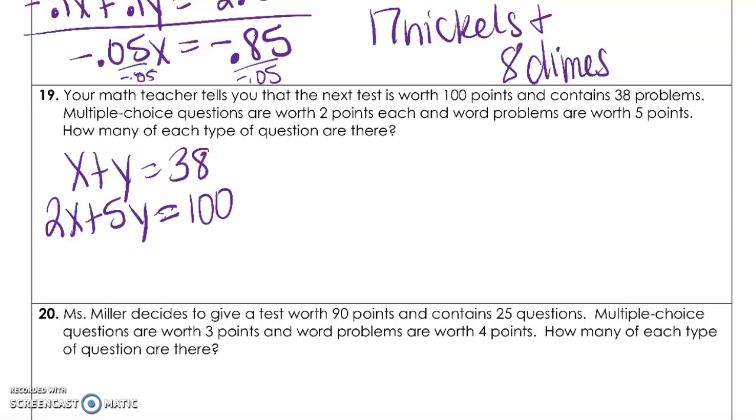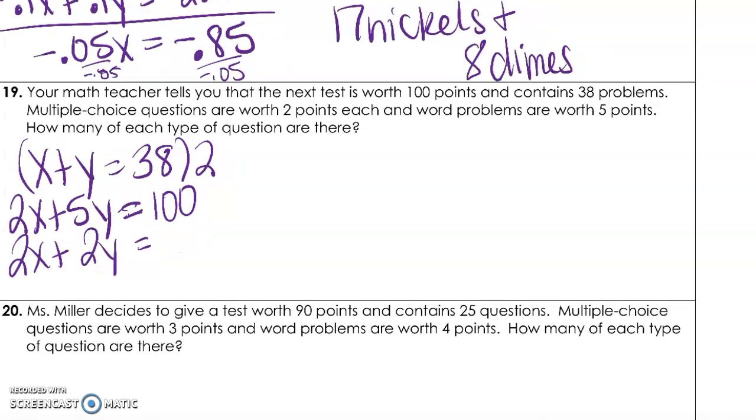So how many? There are 38 problems. How much is it worth? 100. So that has to have the numbers with it. So I would multiply by 2 to give me 2x plus 2y is equal to 76.